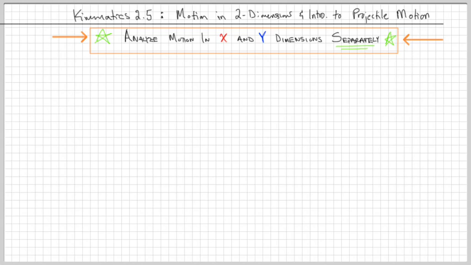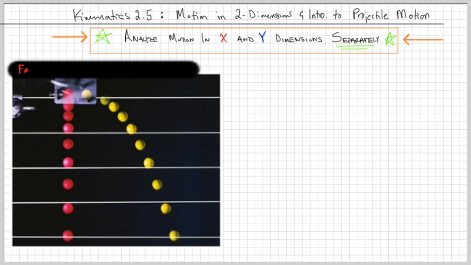You're looking at what's happening in the x direction, or horizontally, as if the y direction stuff is not happening at all. And then you go and look at the y direction stuff, and you're looking at it as if the stuff happening in the x direction is not happening at all. They act independently, and they do not affect one another, and so when we analyze that motion, we analyze them separately or independently from one another.